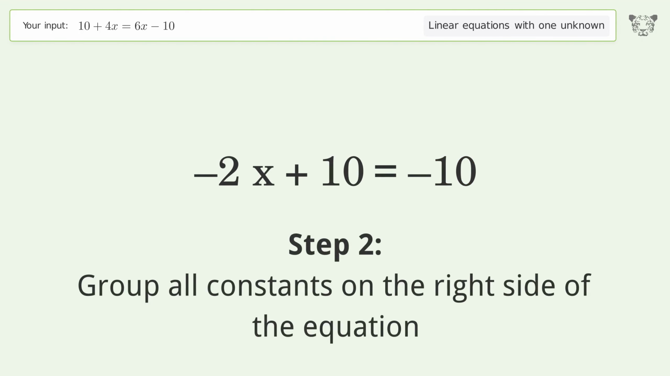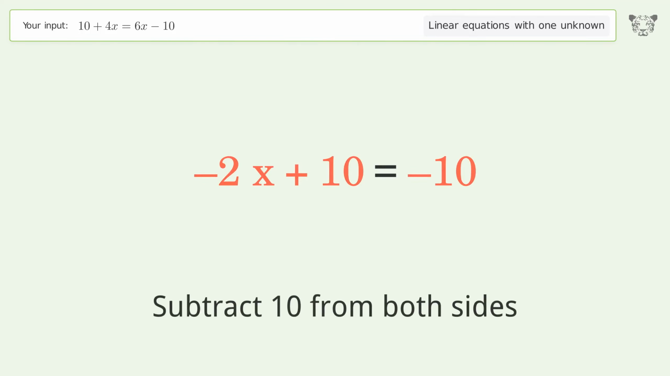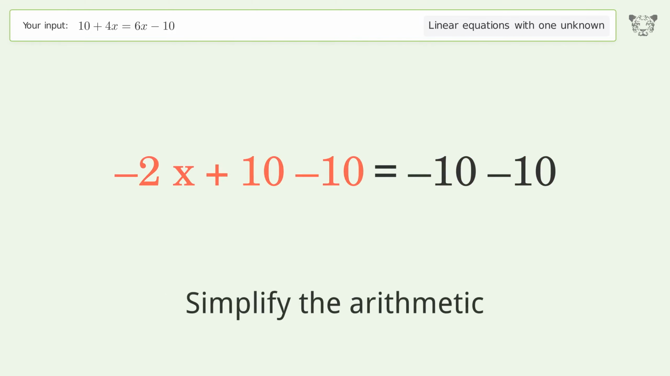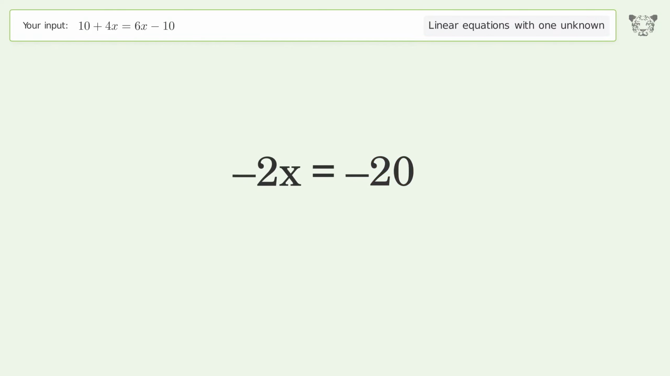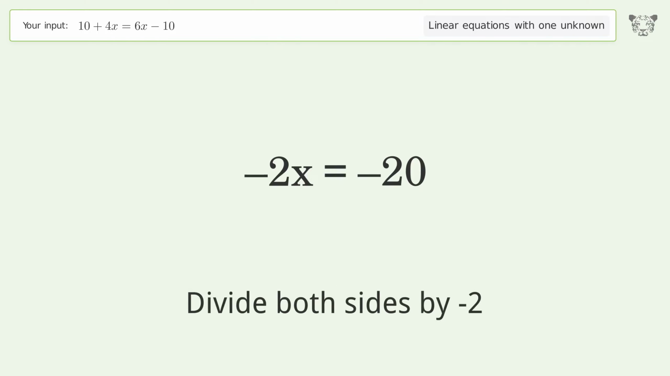Group all constants on the right side of the equation. Subtract 10 from both sides. Simplify the arithmetic. Isolate the x. Divide both sides by -2.